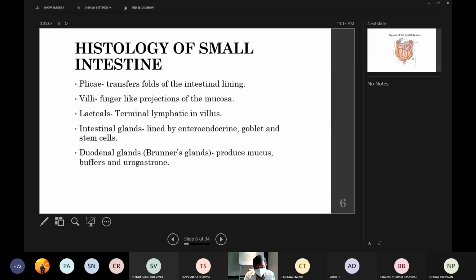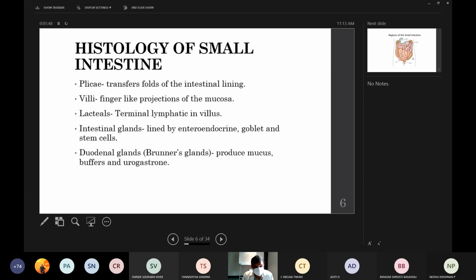One is the great length of the intestine. As I told, it is 6 meters. Then there are circular folds within the mucosa. Those are called the plicae circulares, or valves of Kerckring. These folds of the intestinal lining are permanent folds. They are present permanently and do not disappear on distension of the small intestine.